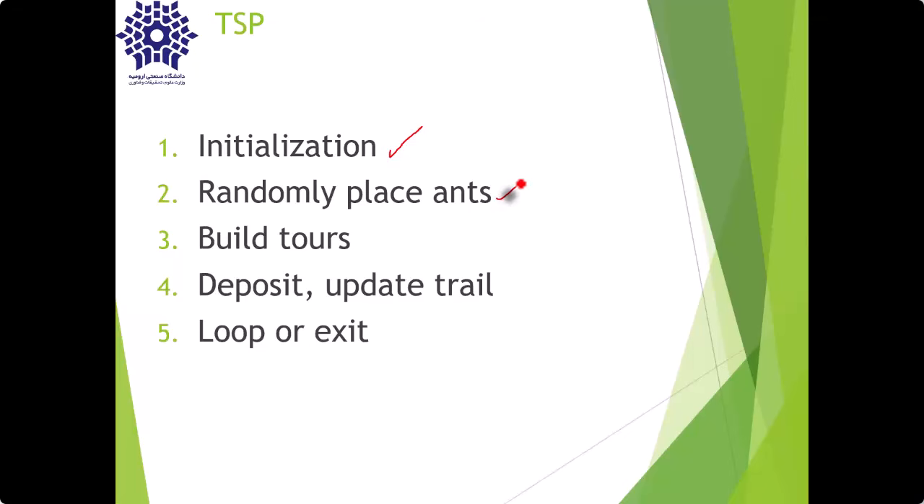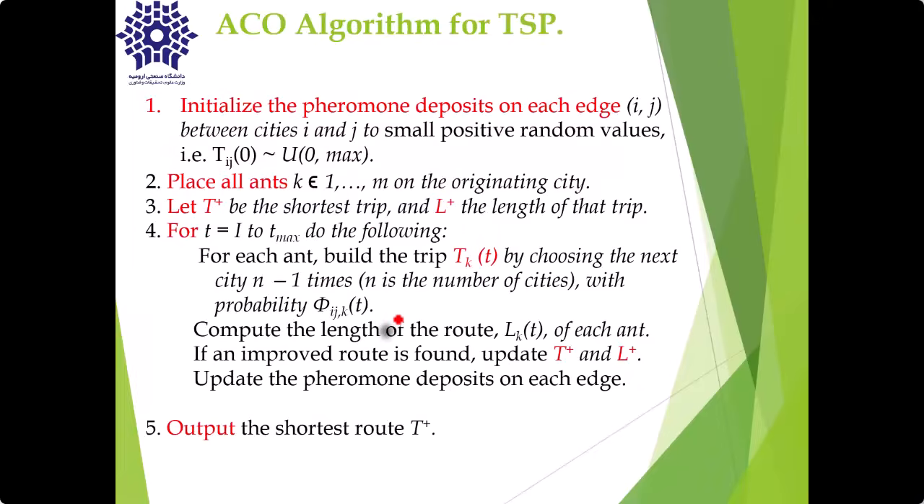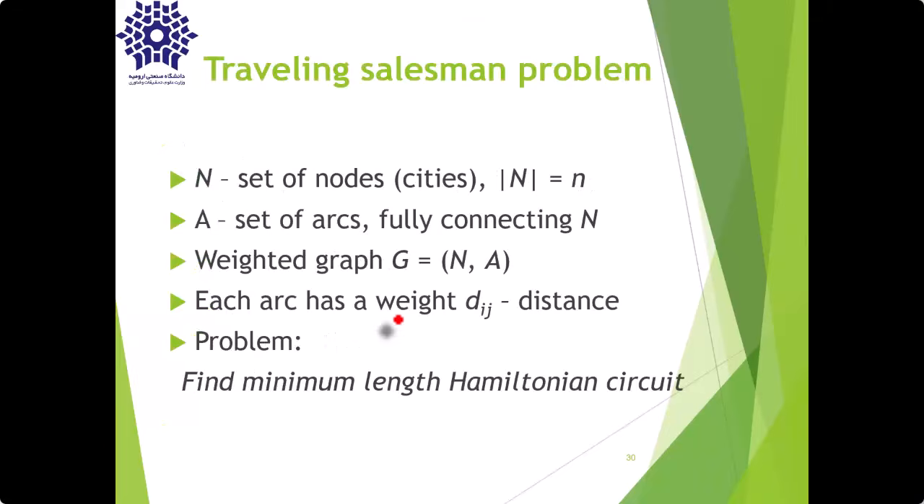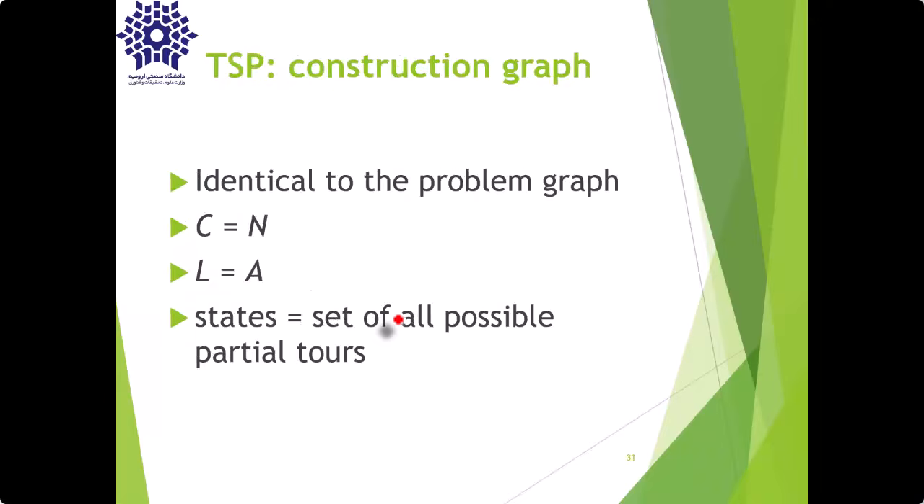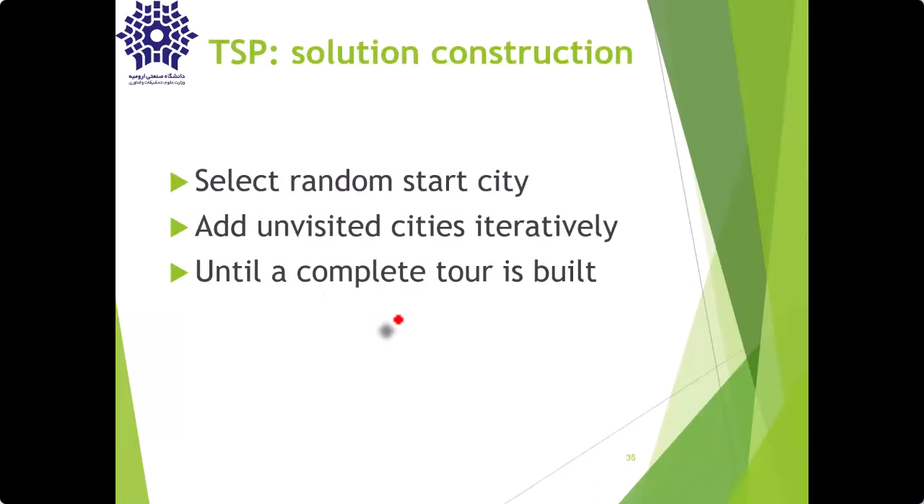So if you want to use ant colony optimization for solving the TSP problem, at the initializing, we randomly place ants in different nodes, different cities. We build tours. Every ant after traveling deposits the amount of pheromone, then we update trails, then loop this many times until exit. So this is the idea behind using ant colony optimization for solving the TSP problem.